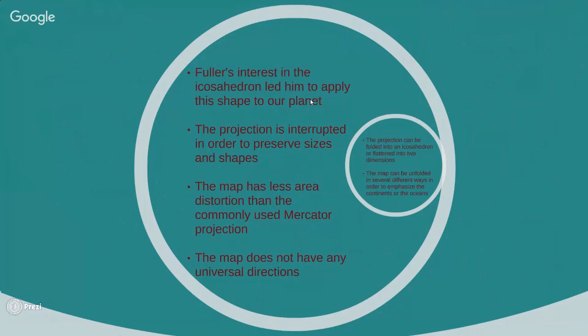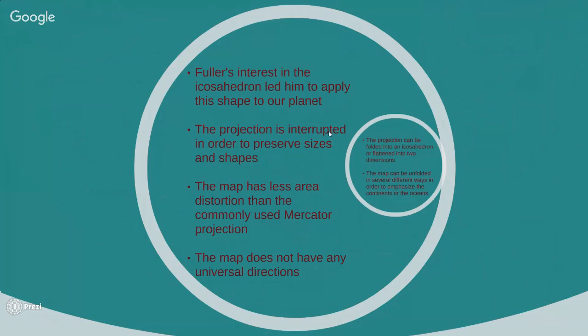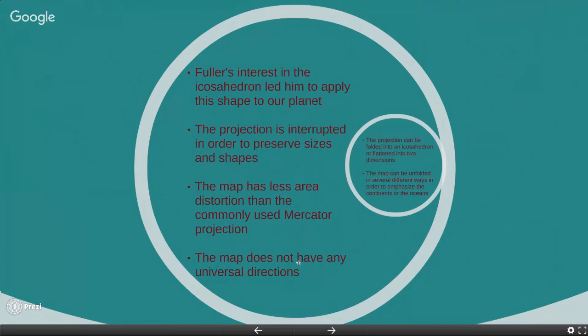So most maps are based on the Mercator projection, which is heavily distorted. The northern areas of the planet on a Mercator projection are extremely stretched out, and the southern ones are extremely compressed. So it creates this really strange looking map. And so what Fuller did was he interrupted the map in order to preserve the sizes and the shapes. And you'll see what I mean by interrupted in a second.